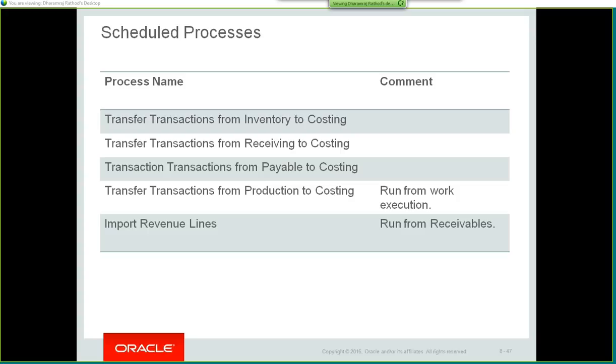Transfer transactions from production to costing will pull all your resource transactions from manufacturing. And import revenue lines will import your revenue from receivables to the costing, so that we can have the profit margin percentage calculated. So these are the ESS jobs which we would run in costing, and along with that you will run the cost processor, which takes a little bit of time. And on Friday we'll have all of these ESS jobs running, and then you would see various accounting entries generated and so on.